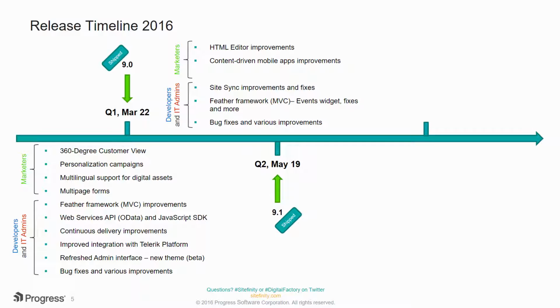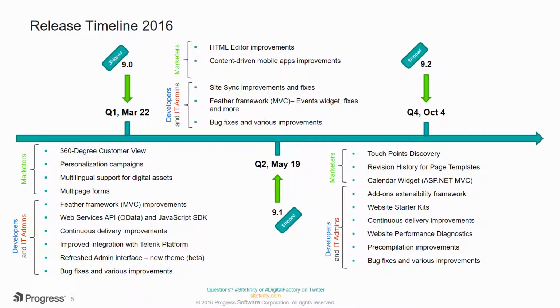And the reason this release was not as big as the previous one is because we were working on a lot of complex and big features, as well as improving the product performance and fixing a lot of bugs throughout the year. Which led to the Sitefinity 9.2 release, which was made available on October 4th.